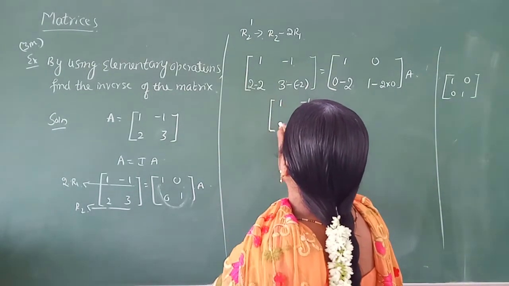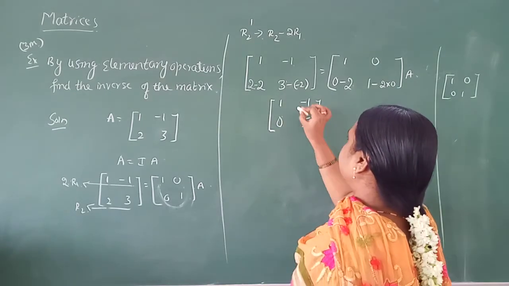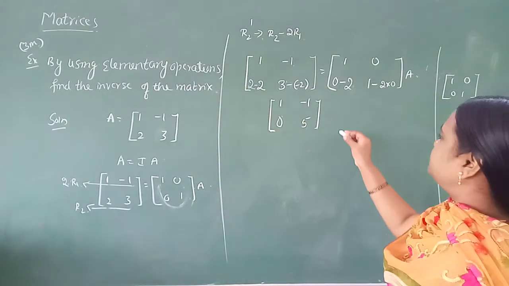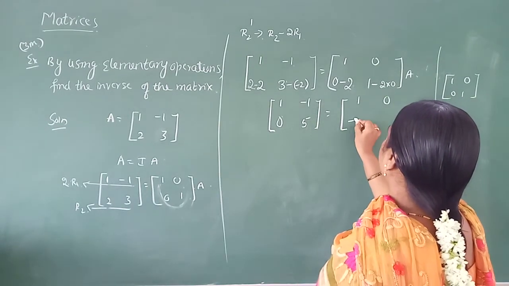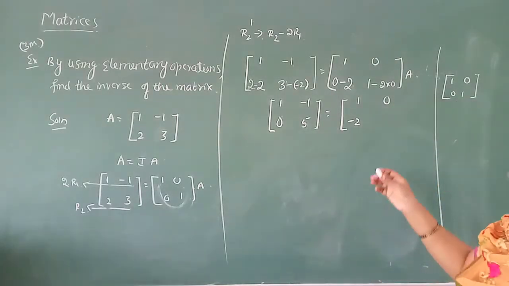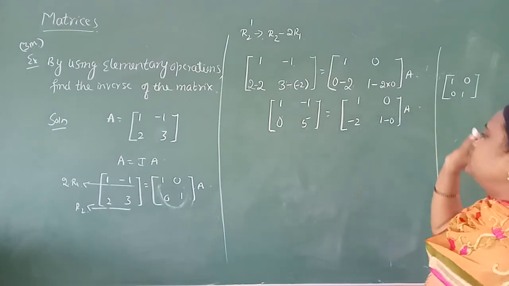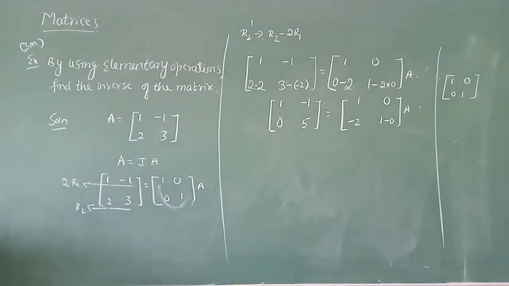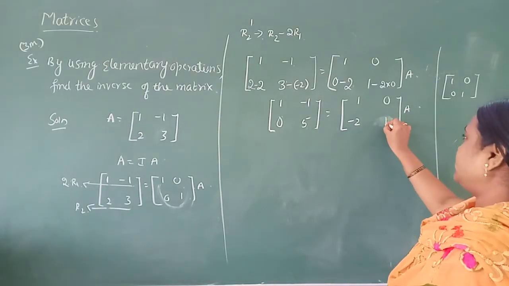1 minus 1, 2 minus 2, 0. 3 plus 2, 5. Minus into minus becomes plus. 3 plus 2, 5. It is 1, 0, minus 2. 2 into 0, what do we get? 0 only. Therefore, 1 minus 0, correct. Means 1 minus 0 is written as 1.